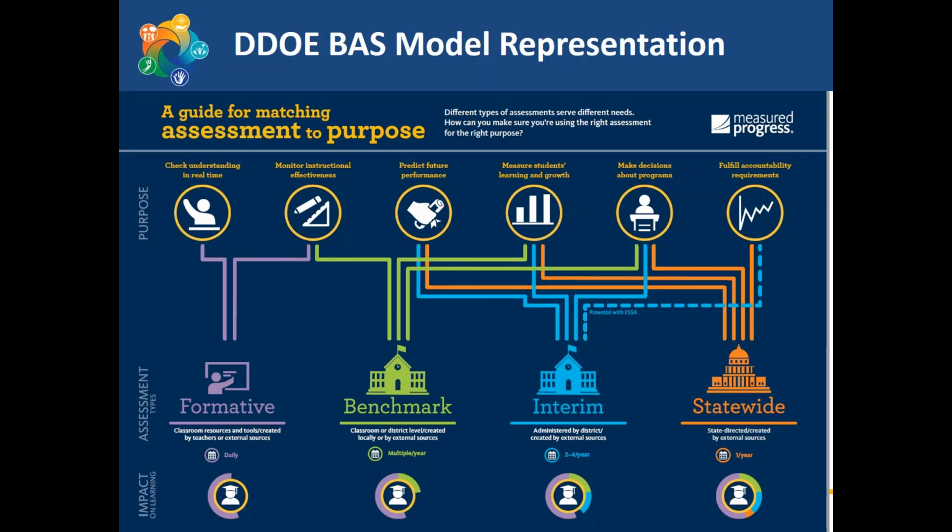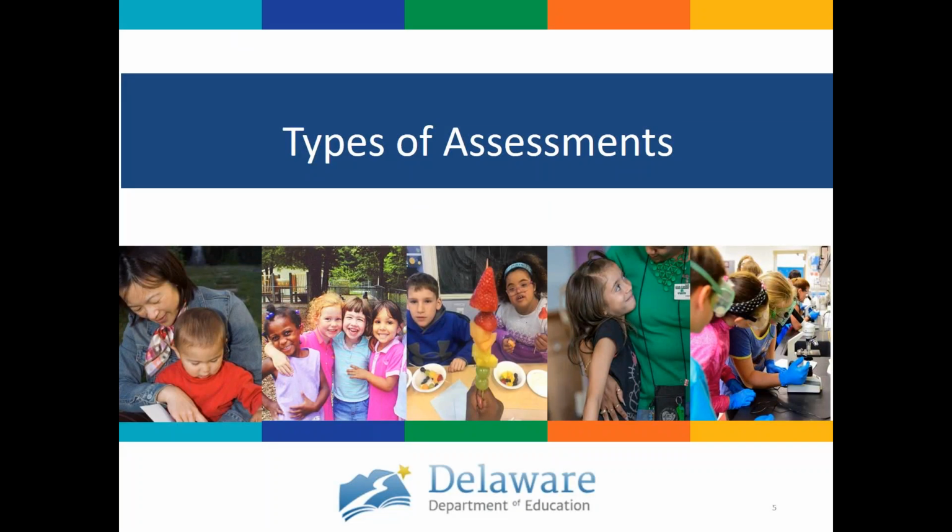For those of you just joining, I'm giving a brief overview of the balanced assessment system as well as Delaware's BAS, Balanced Assessment System model or representation. So I just went through what that graphic represents. Now we're going to look at the types of assessments a little bit more in detail. And when we get into the WIDA portion, you'll see that Delaware does not really have an interim, but it still can be used if districts choose to use it.